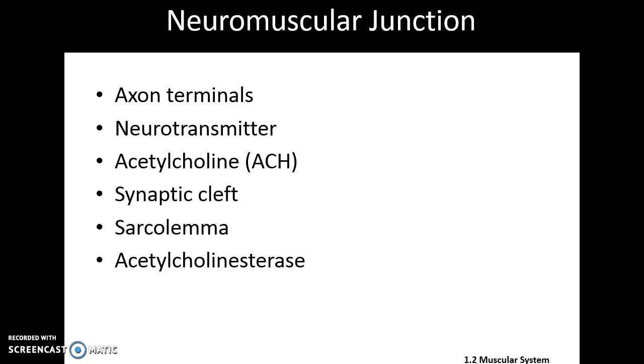However, before the impulse can reach the muscle for the muscle to contract, it has a gap to overcome called the neuromuscular junction. This synapse is where a motor neuron communicates with the skeletal muscle fibre. At the end of the motor neuron is an axon terminal, which has enlarged ends that contain vesicles of the neurotransmitter. These vesicles contain a chemical called acetylcholine, and this is secreted across the synaptic cleft and binds to receptors on the motor end plate of the muscle fibre.